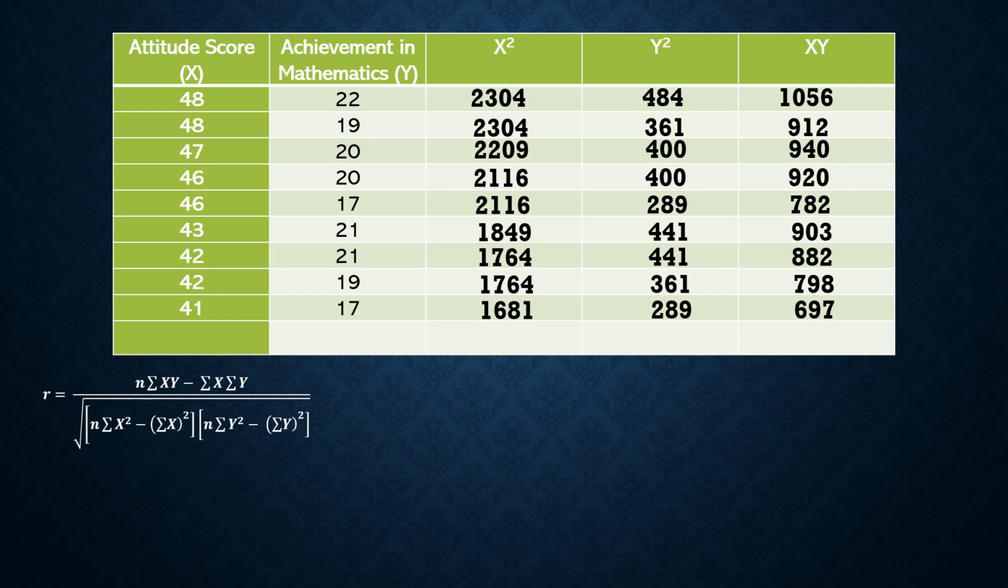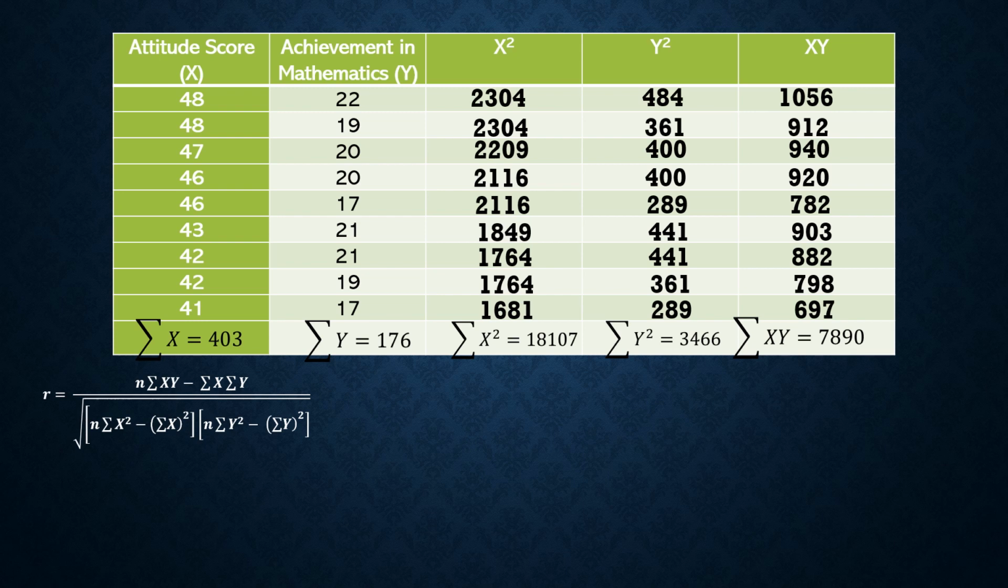Now, after this, we're going to get the summation of all the values in each column. So, for the summation of x, we have 403. For the summation of y, adding all the values in the y column, we have 176. Adding all the values in the x squared column, we have 18,107. Adding all the values in the y squared column, we have 3,466. And adding all the xy column, we have 7,890.